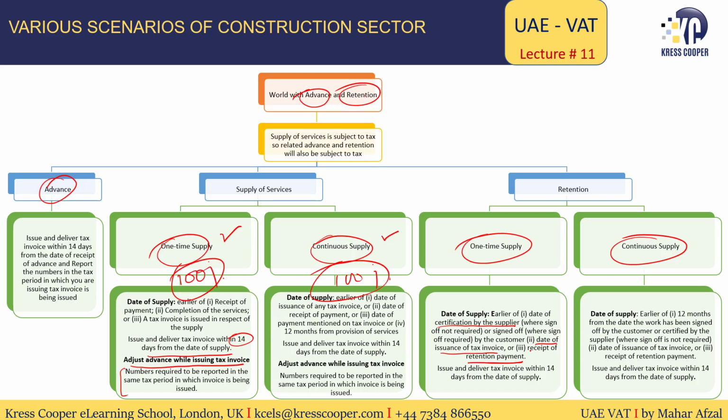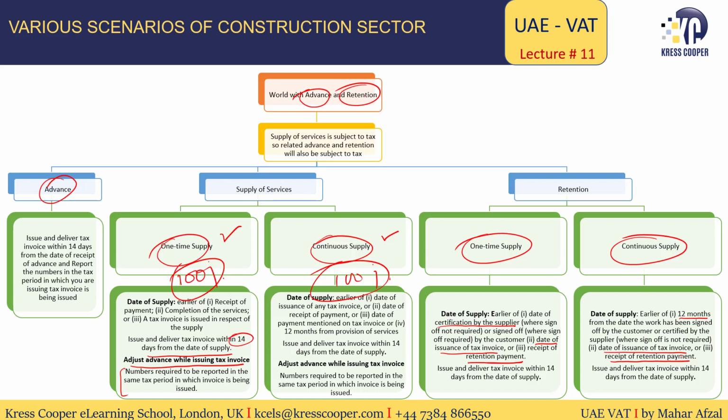In case of continuous supply, the situation is almost the same. Maybe the contract requires sign off from the customer, maybe the contract doesn't require any sign off from the customer, and only certification from the contractor is sufficient to assume that the services have been delivered. So if the contract doesn't require any sign off from the customer, the date of supply will be 12 months from the date the work was certified by the supplier, the date of issuance of tax invoice, or the date of receipt of retention payment. Out of these three things, whichever comes first will be considered the date of supply.